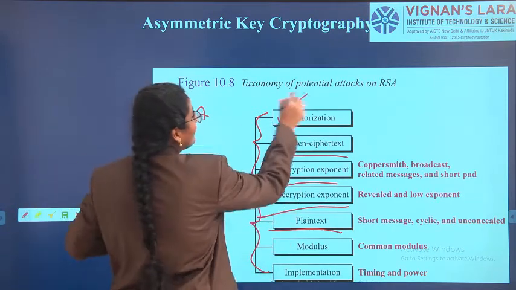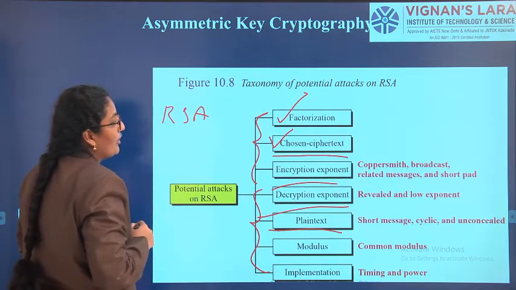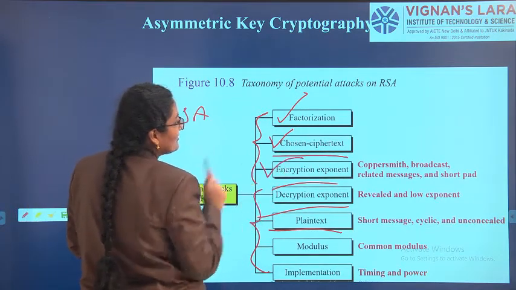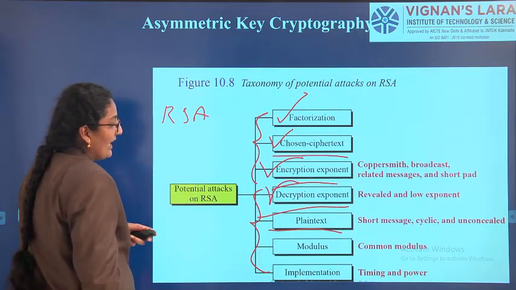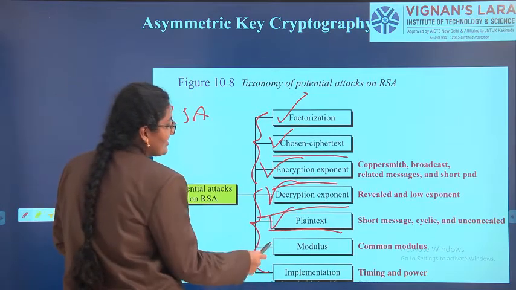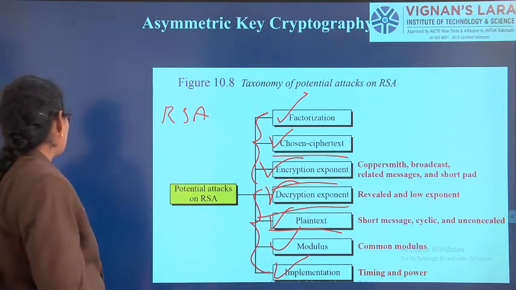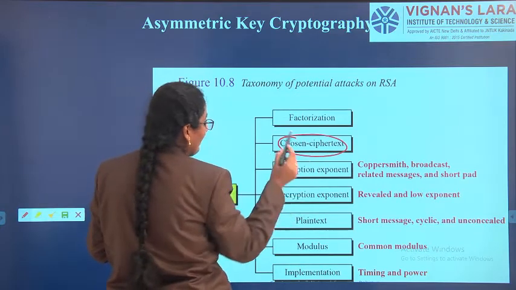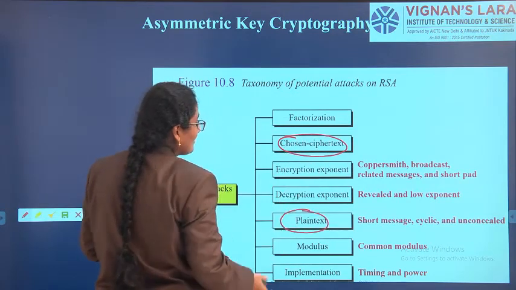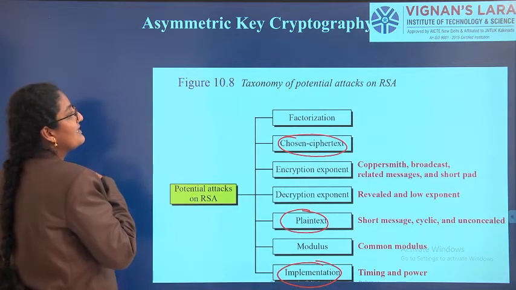So factorization can happen on RSA, chosen ciphertext attack can happen on RSA, encryption exponent can happen on RSA, decryption exponent can happen on RSA, chosen plain text, modulus, implementation, all these attacks can happen on RSA. We'll see what is chosen ciphertext, what is chosen plain text, what are the problems we are getting by implementing RSA, all this we'll see in the next class.